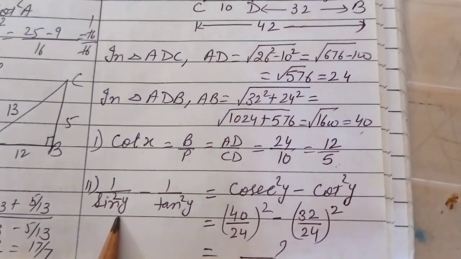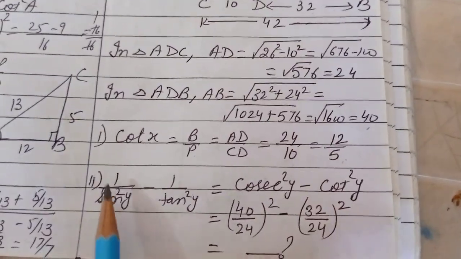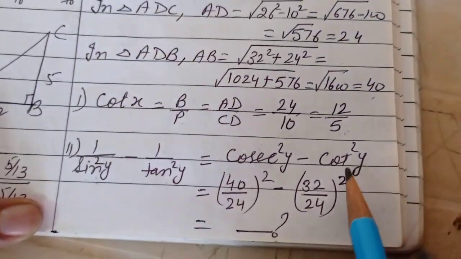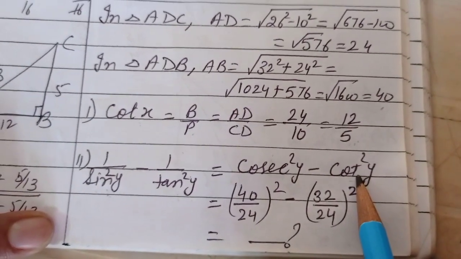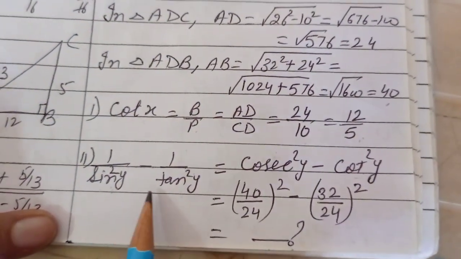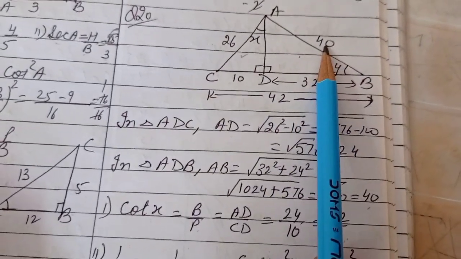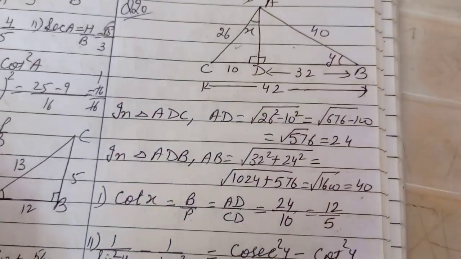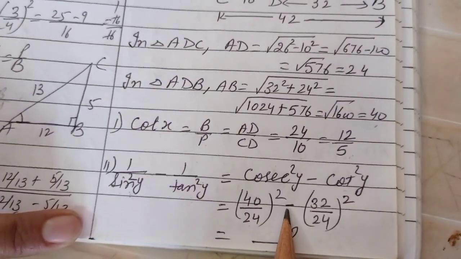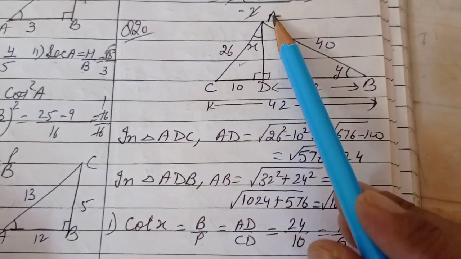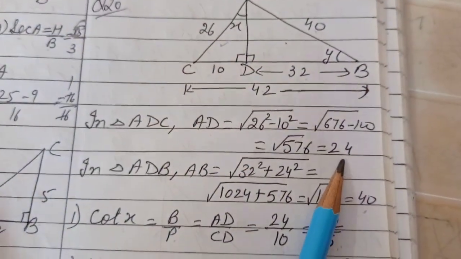Now the next part is 1 over sine square y minus 1 over tan square y. So as I told you, 1 over sine can be written as cosecant, as they are reciprocal of each other. And 1 over tan square can be written as cot square y, because tan and cot are reciprocal of each other. Clear? As y is mentioned, you have to use this triangle. Cosecant is equal to h over perpendicular, 40 by 24, minus cot is base. Cot is what? Base. What is base? 32 over perpendicular, that is 24. Already we got the side AD, 24. So put it and solve this.